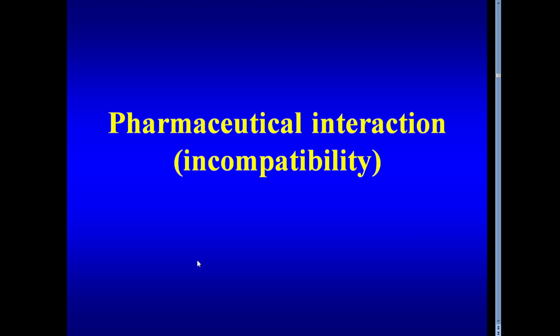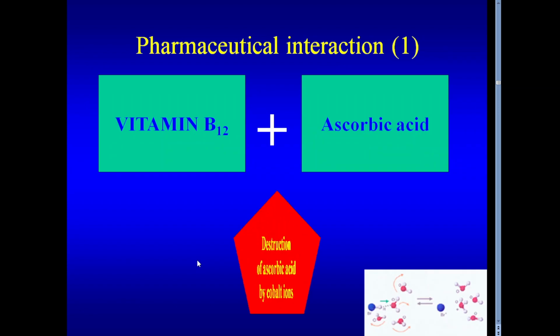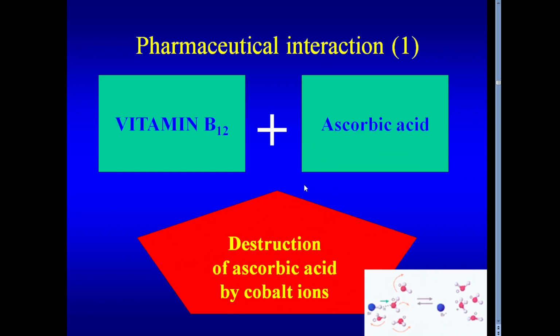Pharmaceutical interaction or incompatibility. Examples. Interaction of vitamin B12 or cyanocobalamin and ascorbic acid. When we mix these vitamins, B12 and C, destruction of ascorbic acid by cobalt ions takes place. That is why we see nothing after mixing, but there is no efficacy of this combination. Of course, it's necessary to know this and not to use this mixture.